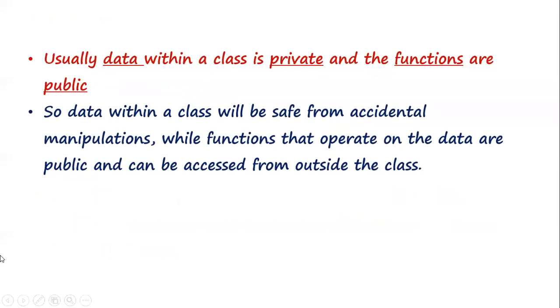Now, usually data within a class is private and functions are public. That is the usual case, but you can define otherwise also. Data within a class will be safe from accidental manipulations, while functions that operate on the data are public and can be accessed from outside the class. That is why we define data as private and functions as public, so that functions can be used from anywhere outside the class, but the data can be kept safe.